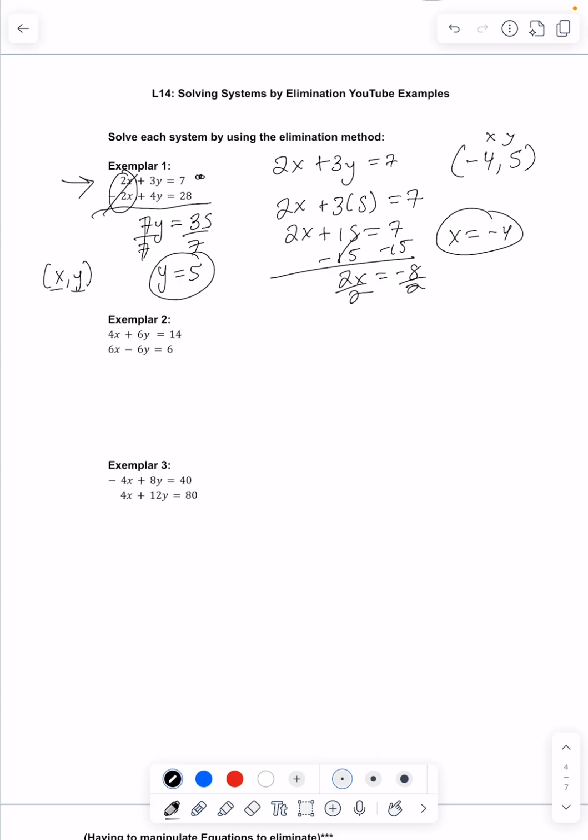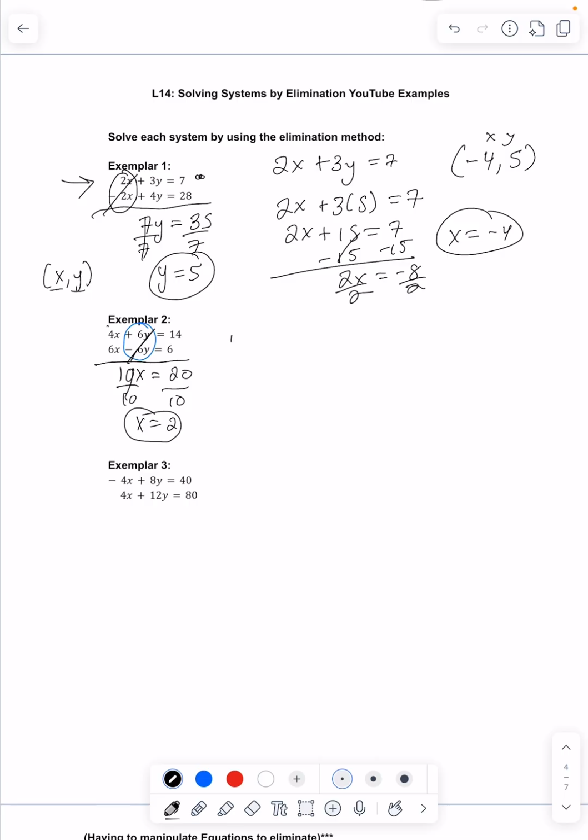The second one here, again, we're looking for the opposites, right? So in this case, we could see that these two are opposites. So that's already set up for us to eliminate the y's. And we combine the rest, right? So we get 4x plus 6x, we get 10x is equal to 14 plus 6, we get 20. Divide by 10, we get x is equal to 2, right?